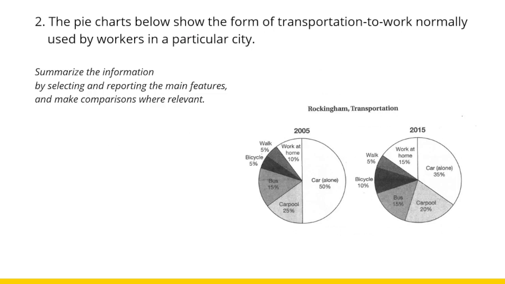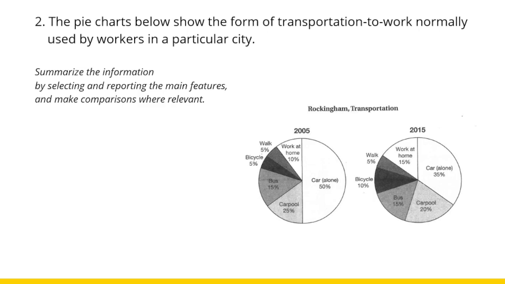And now we are going to discuss our graphic type 2, which is a pie chart. And as you see on the slide, we have 2 different pie charts that represent different years, 2005 and 2015. So before analyzing your pie chart, make sure you read your topic carefully and understand the main idea of these pie charts. So the topic always contains the most important details, so make sure you read it. Let's take a look now, and I'll read it. The pie charts below show a form of transportation to work normally used by workers in a particular city.